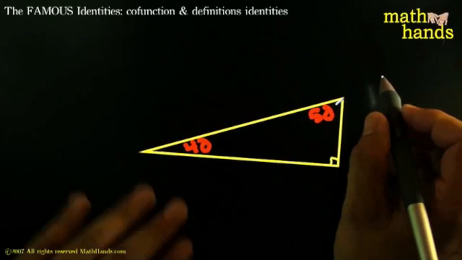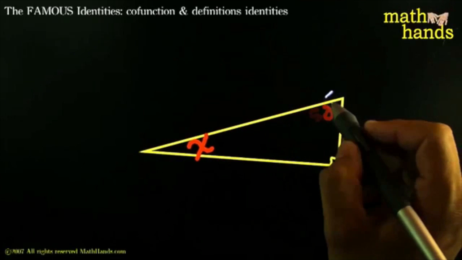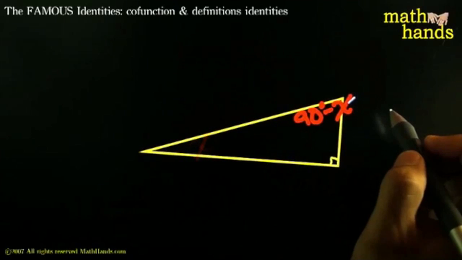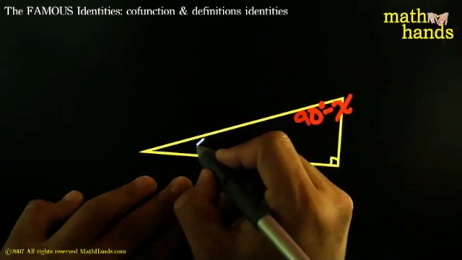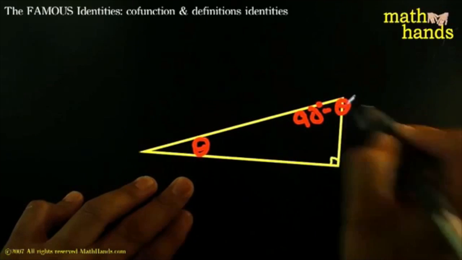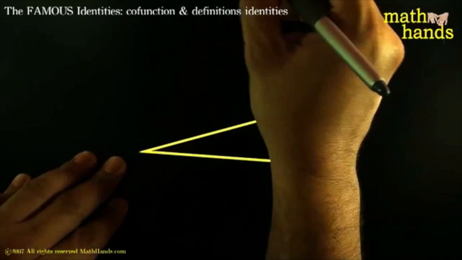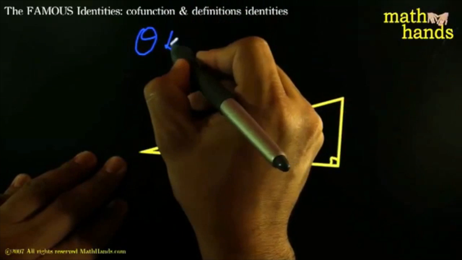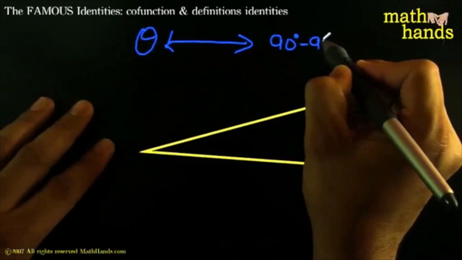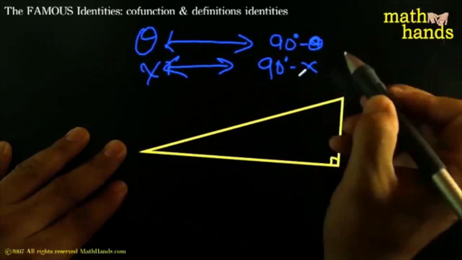But it gets more interesting when you use variables. For example, if this one was x degrees, this one would have to be 90 minus x degrees. That way they would add up to 90 degrees. If this one was theta degrees, this one would have to be 90 minus theta degrees, and so on and so forth. These two are complementary, so that's the important thing to remember here. Every time you've got theta, the complementary angle to theta would be 90 degrees minus theta. If you have x, the complementary angle would be 90 degrees minus x.